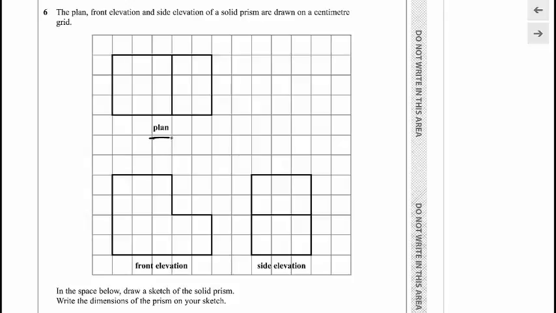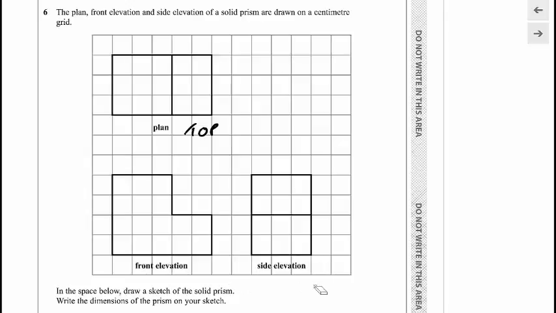So, first of all, what is a plan? Well, if you think about plans for a house, you're looking down on it, right? So a plan is just looking at it from the top. The front elevation is looking at it from the front. The side elevation is just looking at it from the side.